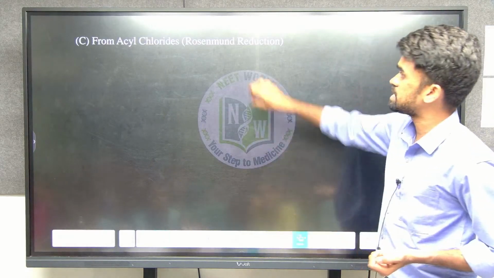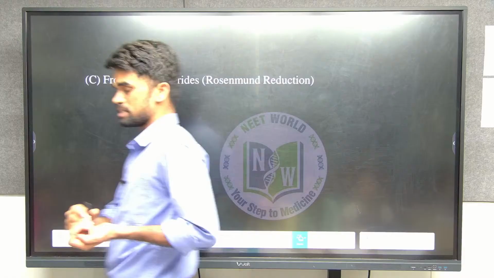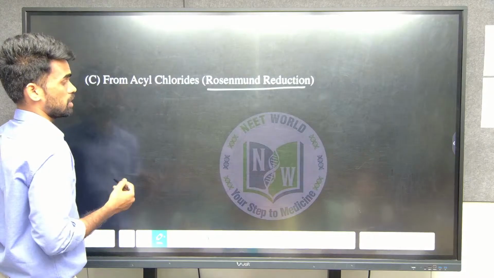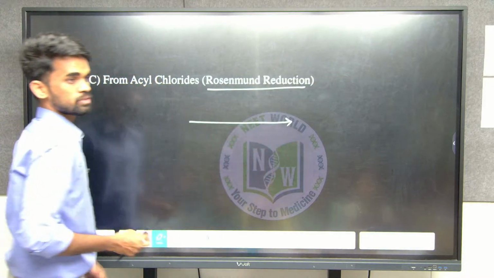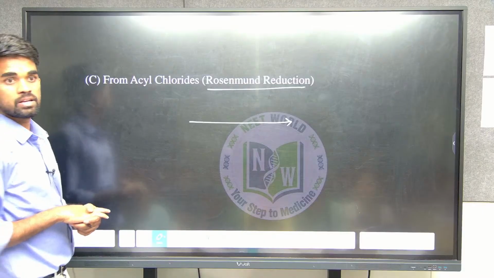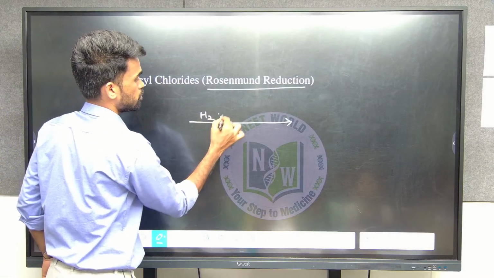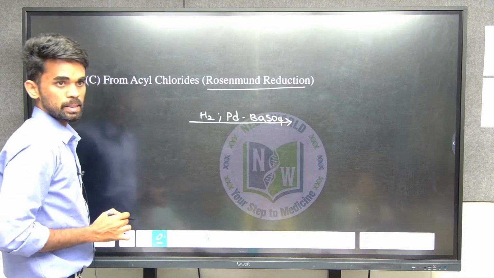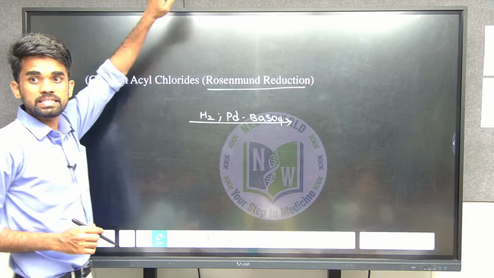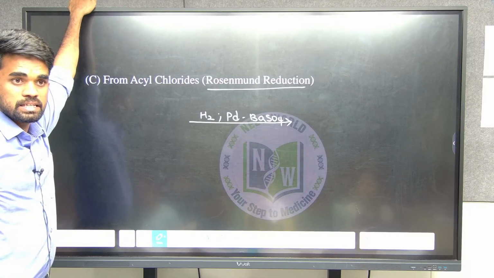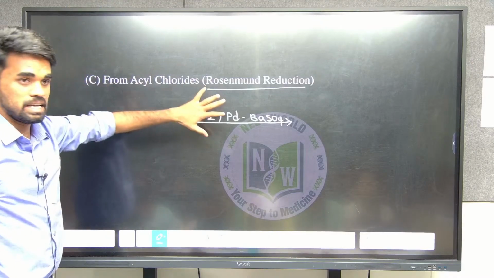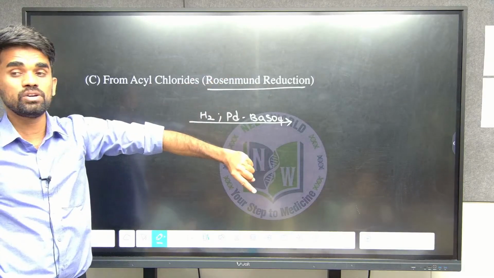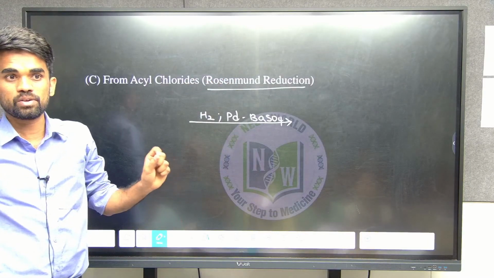From where? From acid chlorides or acyl chlorides. This process is called Rosenmund reduction. What is that? See, do you remember Lindlar's catalyst? What is the formula of that Lindlar's catalyst? H2, Pd, BaSO4. Like this we have written. Where have we used this Lindlar's catalyst? Alkynes with Lindlar's catalyst give you cis alkenes, I told you. For getting trans alkenes, we used Birch reduction, like sodium metal in liquid ammonia.